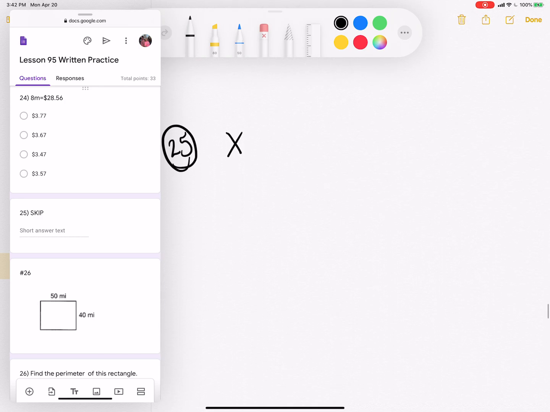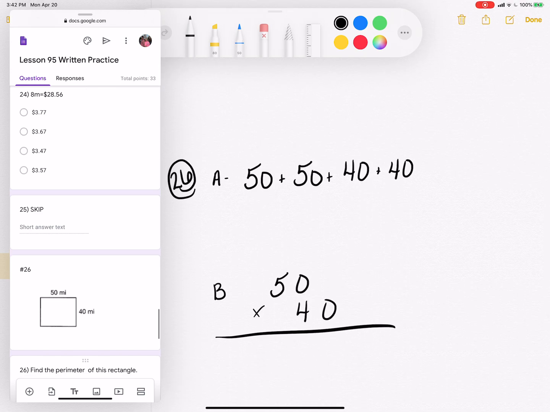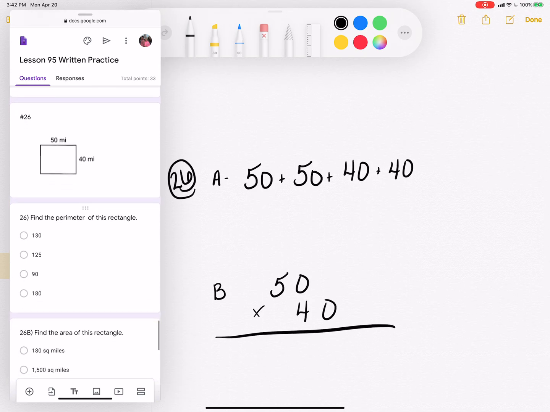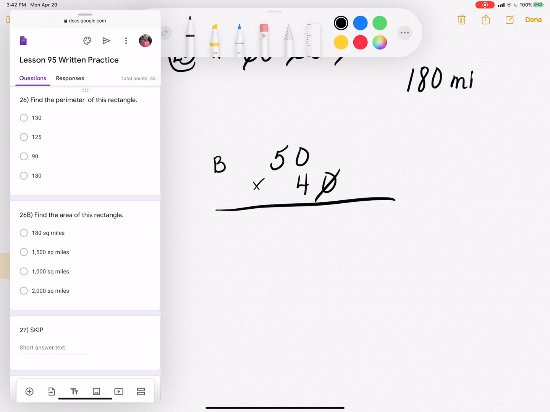Goodness. All right, 25. We're skipping 26. We're finding the perimeter of the rectangle first. There are two 50s and two 40s. This would make 100, 140, 180 miles on number 26. 180 miles. Part B, the area, multiply, and you get 2,000 square miles.